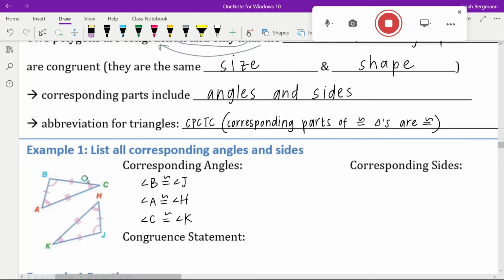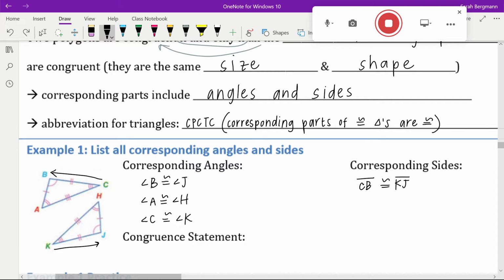Now, it's important to go in a certain order when we're listing these sides. So, if I say CB, then I must go in the correct order. C corresponds to K, so I want to go in the order K, then J. Notice that the spot that the letters are in must show what corresponds. So C corresponds to K, since they're both in the first spot. B corresponds to J, since they're both in the second spot.